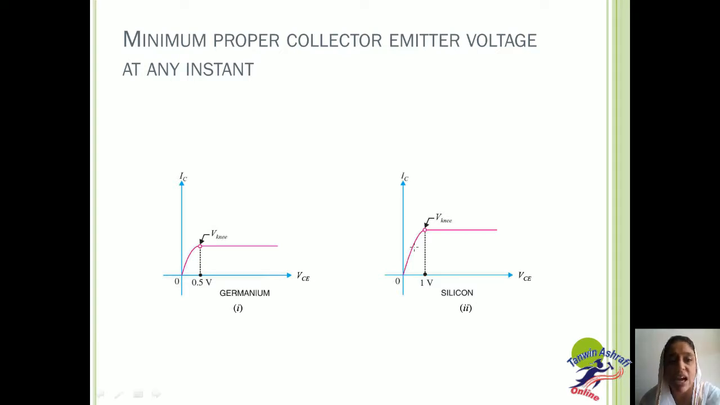Therefore, if VCE is allowed to fall below the knee voltage during any part of the signal, that part will be less amplified due to the reduced beta, and this will result in unfaithful amplification. However, when VCE is greater than the knee voltage, the collector base junction is properly reverse biased, the value of beta remains constant, resulting in a faithful amplification.